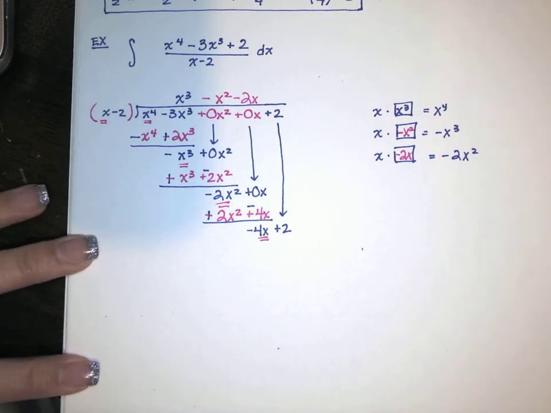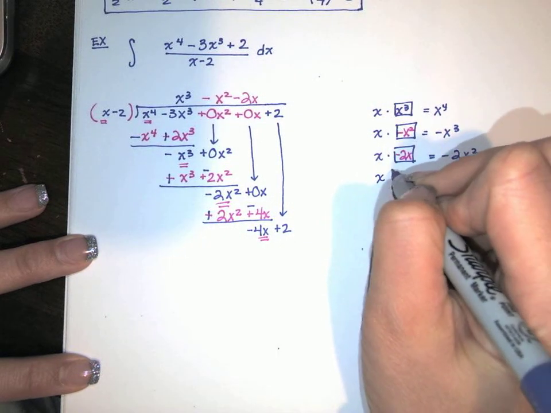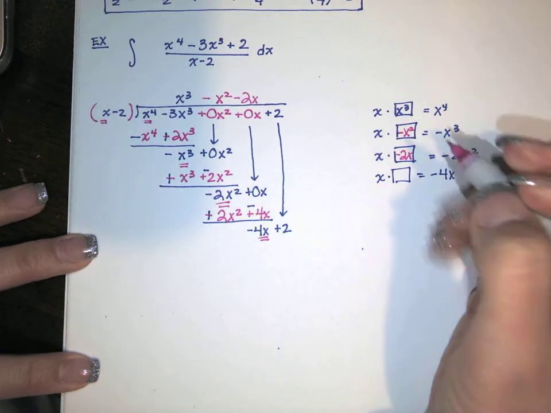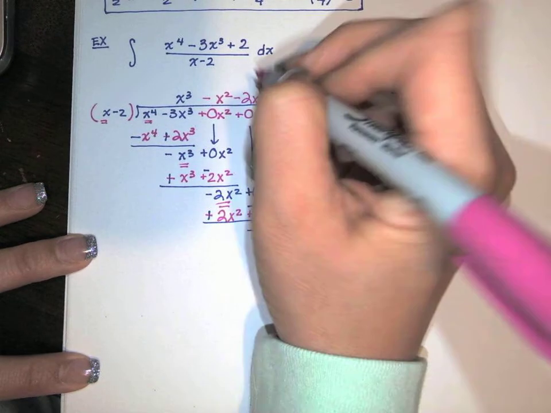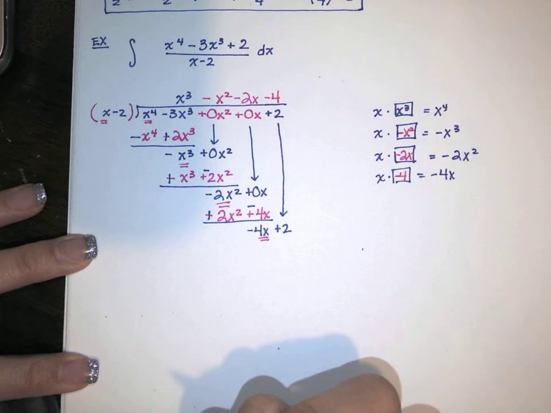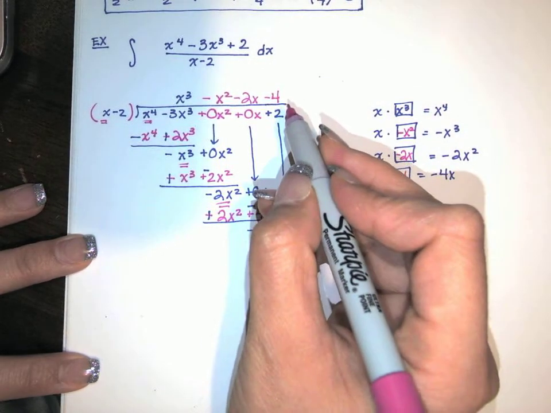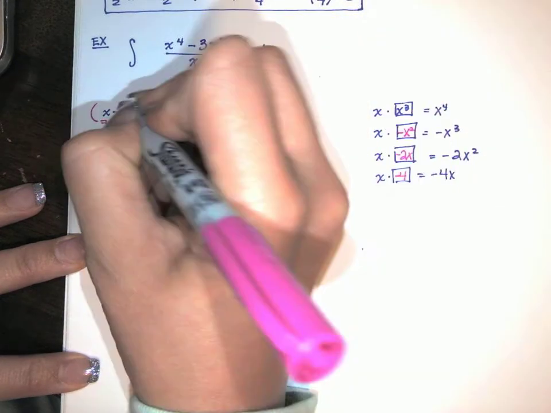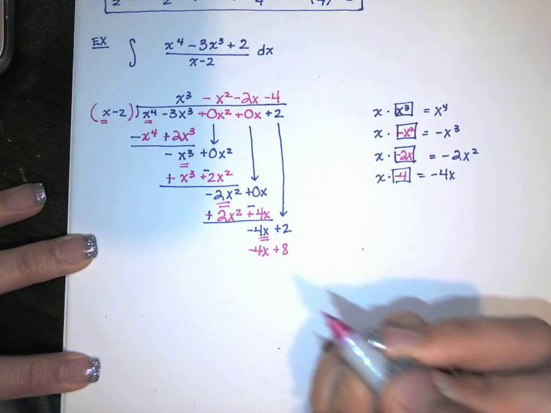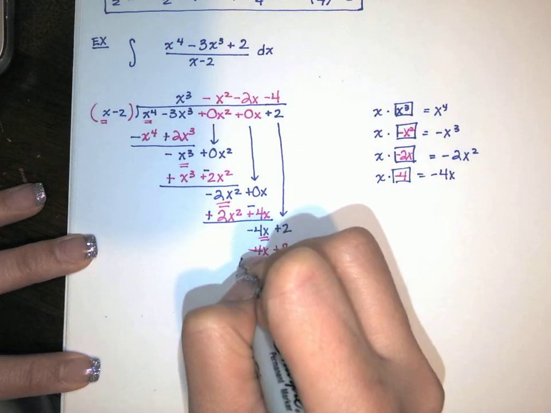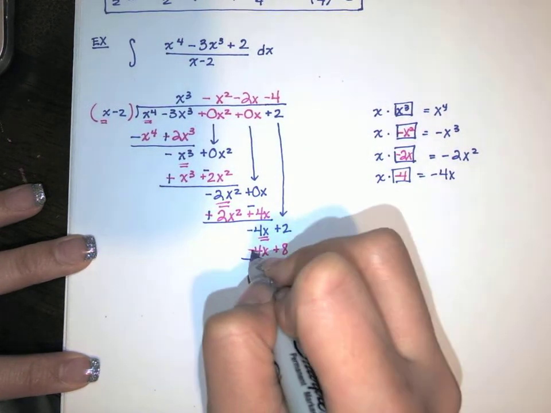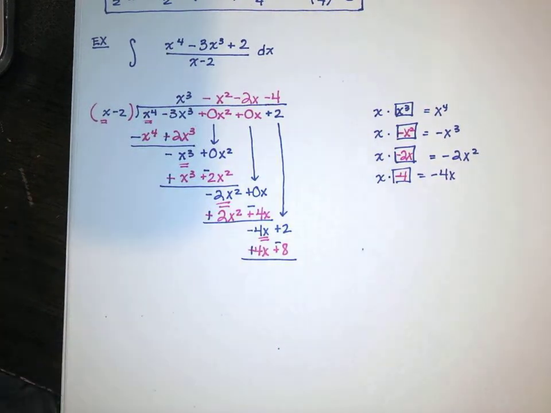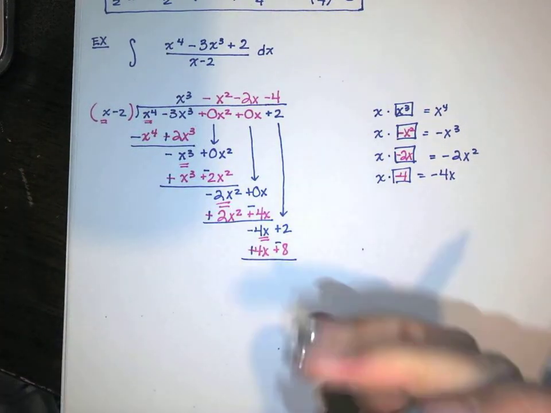So I ask myself, x times what gives me negative 4x? I'm just missing the negative 4. So that negative 4 goes there, and then we distribute. Negative 4 times x is negative 4x. Negative 4 times negative 2 is positive 8. We're subtracting polynomials, so we change the signs and add. Negative 4x plus 4x is 0x, and 2 minus 8 is negative 6.